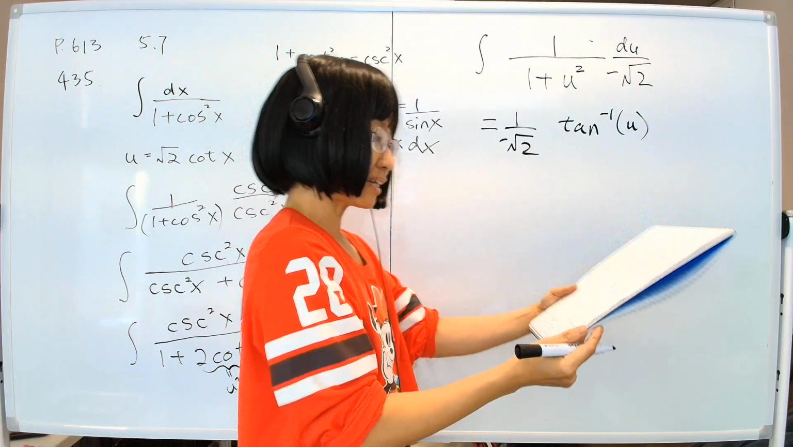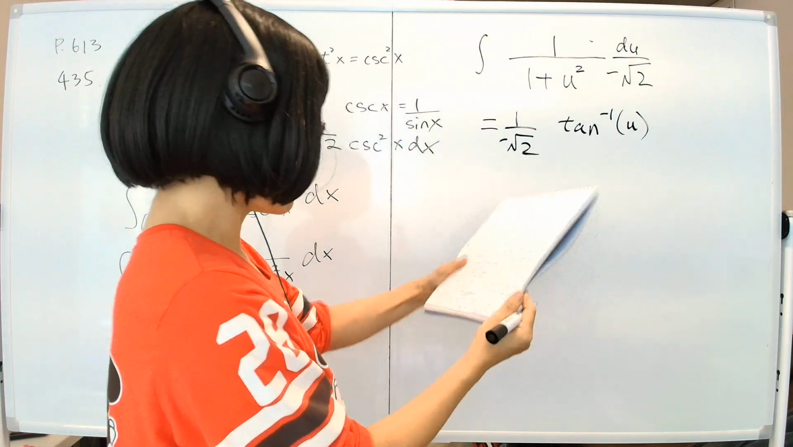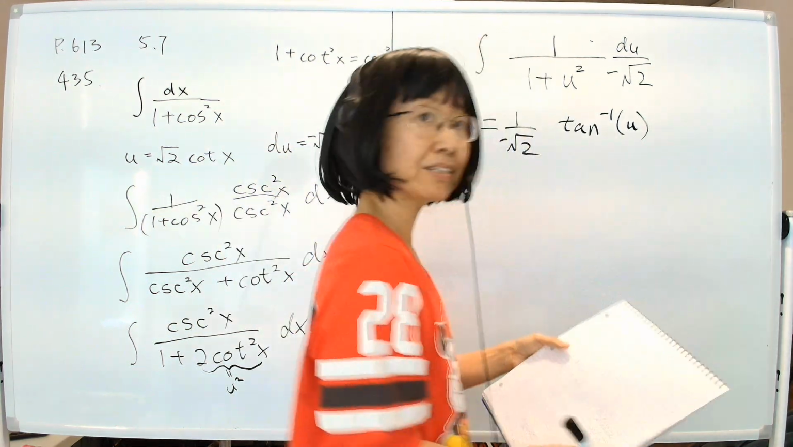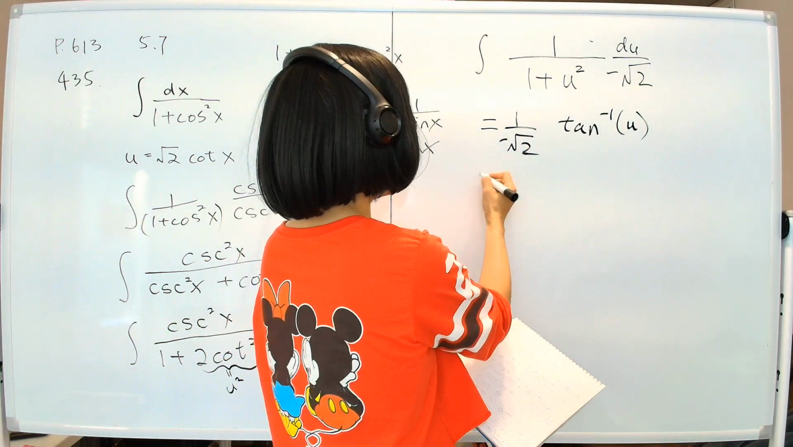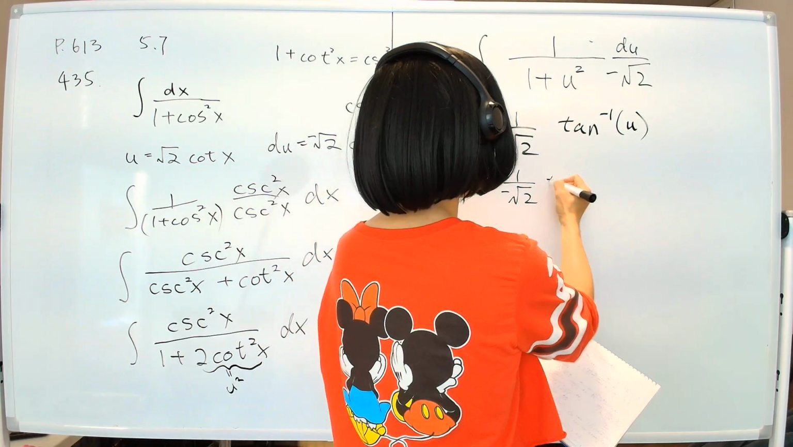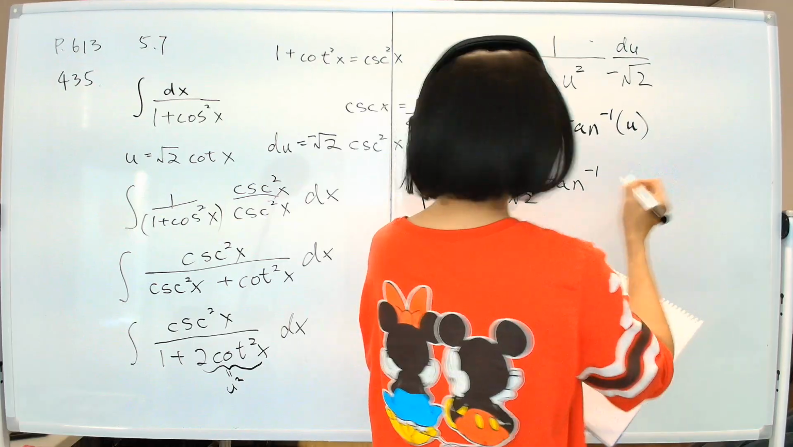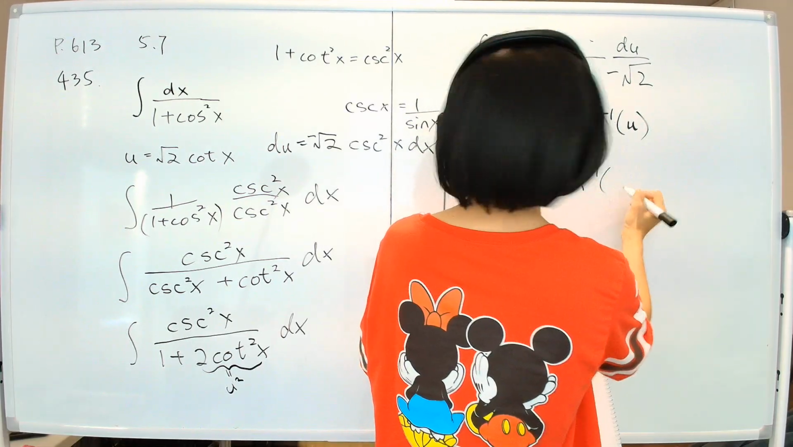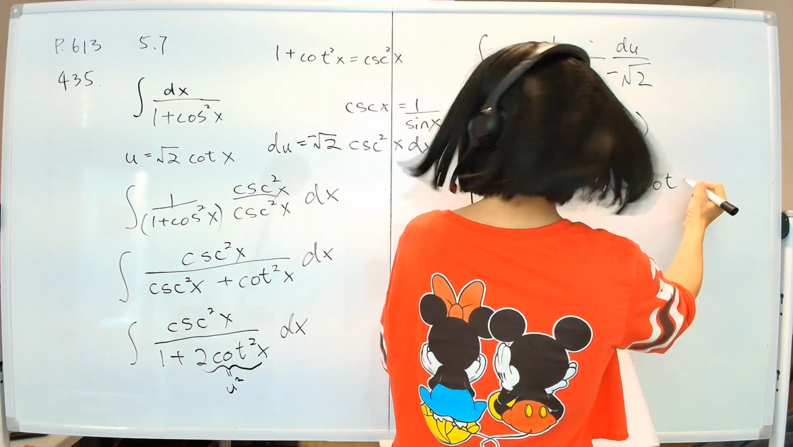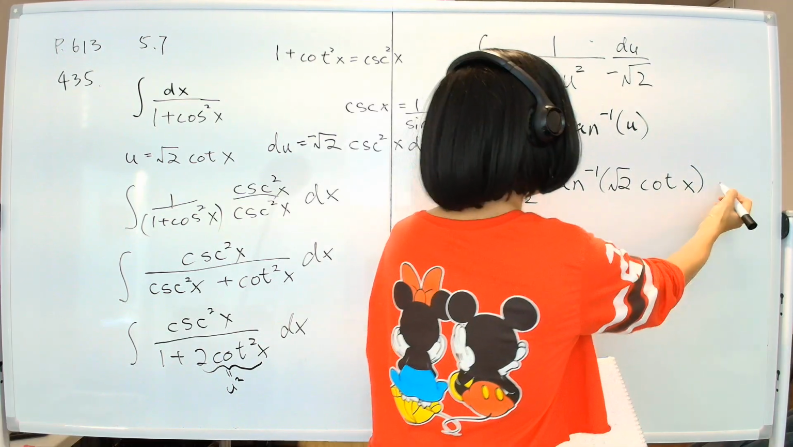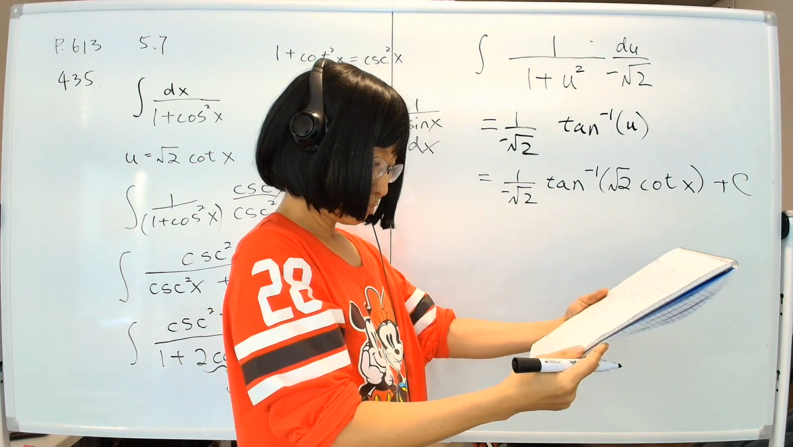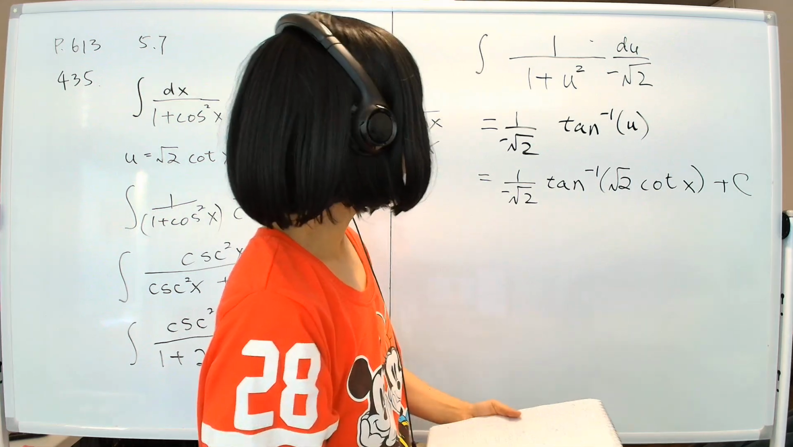Now that we got here, we'll plug the u back in. What was u again? u is square root of 2 cotangent of x. So that equals 1 over negative square root of 2 tangent inverse of u, which is square root of 2 cotangent x, and then plus our constant. Indefinite integral, always remember the constant. That's about it, and that's the correct answer.